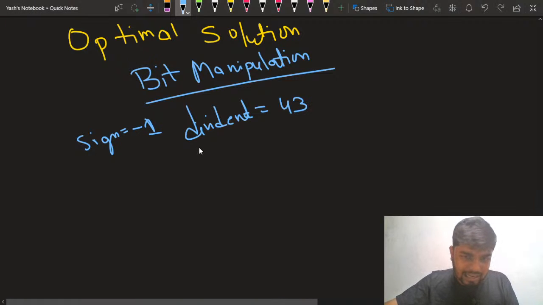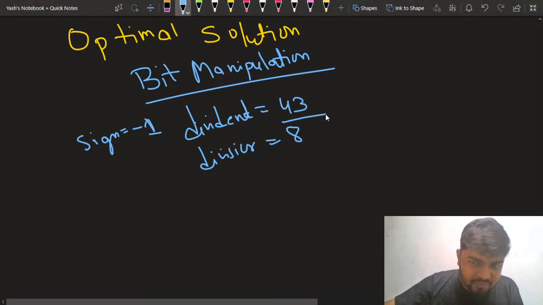And I have a divisor for this, that is 8. How can we represent this in the form of bits? Can anyone tell me in the chat?